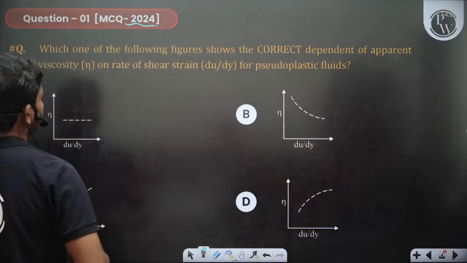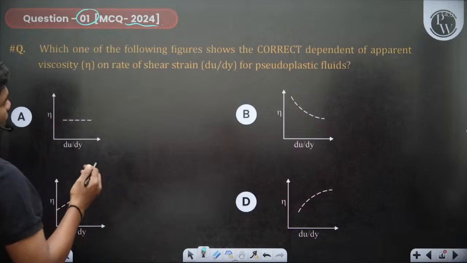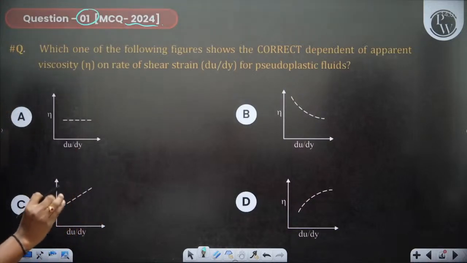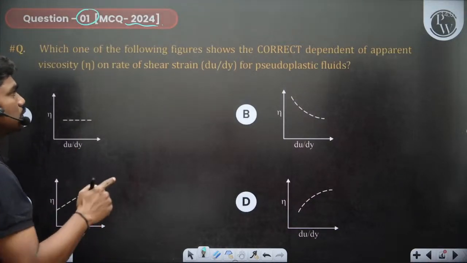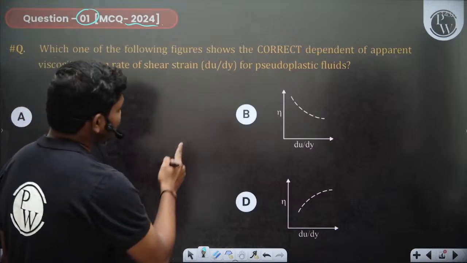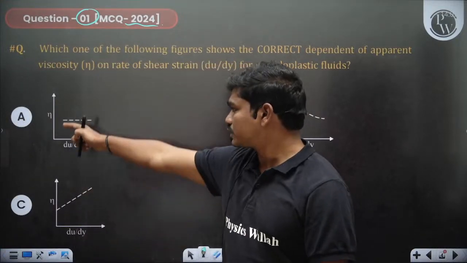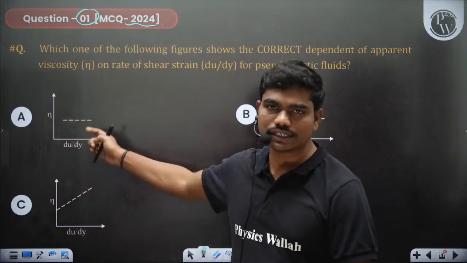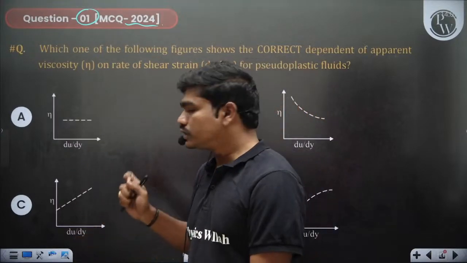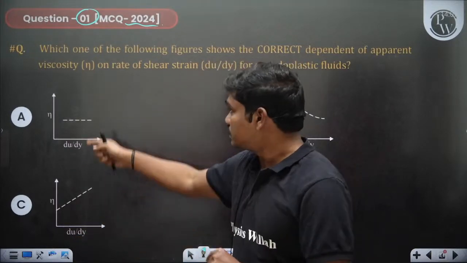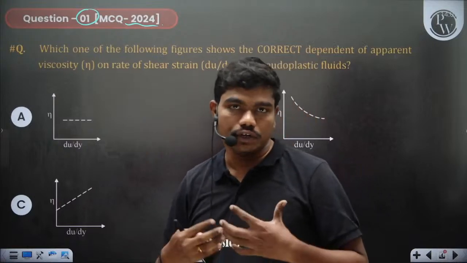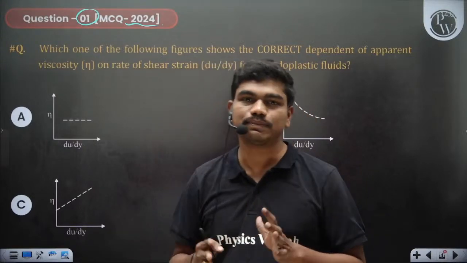So 2024 में एक MCQ आया था, question 1: which one of the following figures shows the correct dependence of apparent viscosity on rate of shear strain du by dy for pseudoplastic fluids? ठीक है, and the graphs are given between apparent viscosity and the velocity gradient or the rate of shear strain for small gaps. Okay, so if you see इस topic जहाँ जो types of fluids होते हैं, non-Newtonian fluids, so every year you generally expect one question more or less.